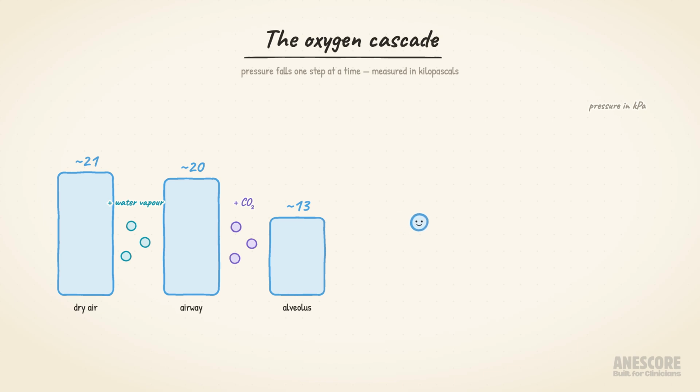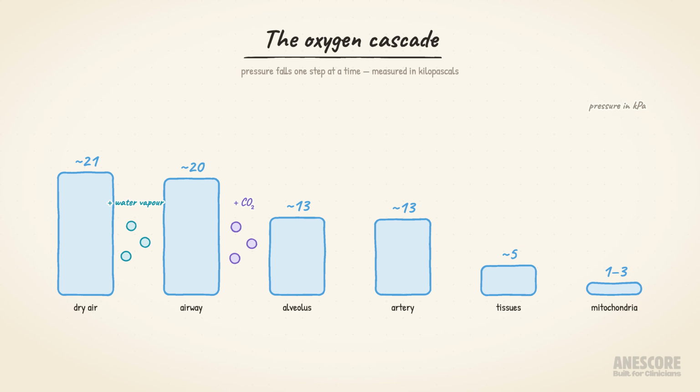It crosses into the blood with only a small step down. Out in the tissues, it's near 5. And inside the cell's engines, the mitochondria, it's just 1 to 3. Every step is a little drop. The whole staircase, that is the cascade.